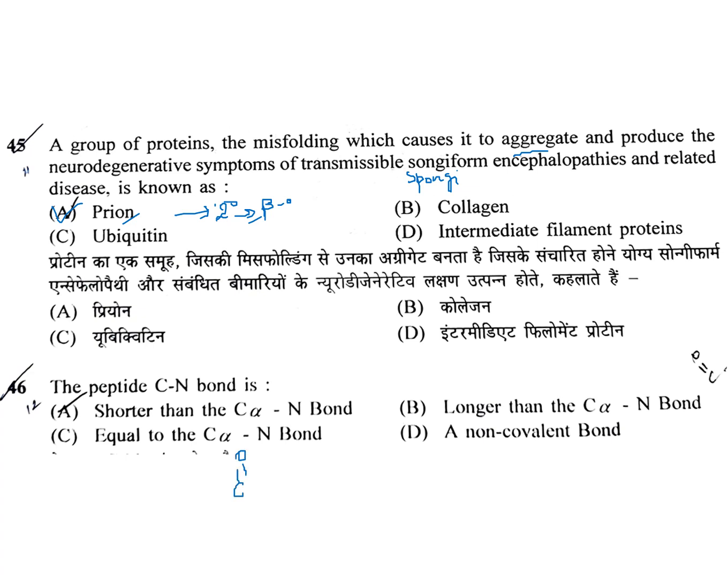The peptide C-N bond, if we see, the amide bond is like this. This is the amide bond, but the electrons of this double bond resonate over here, so the bond is like this, and that's why this bond is shorter than the normal single C-N bond. So it is shorter than the C alpha N bond.